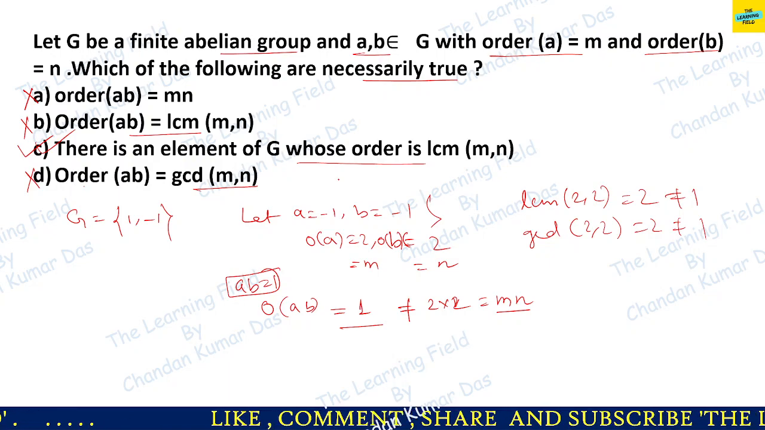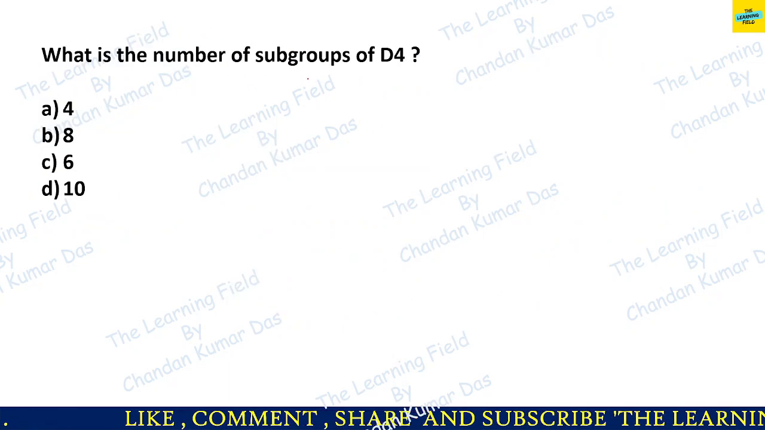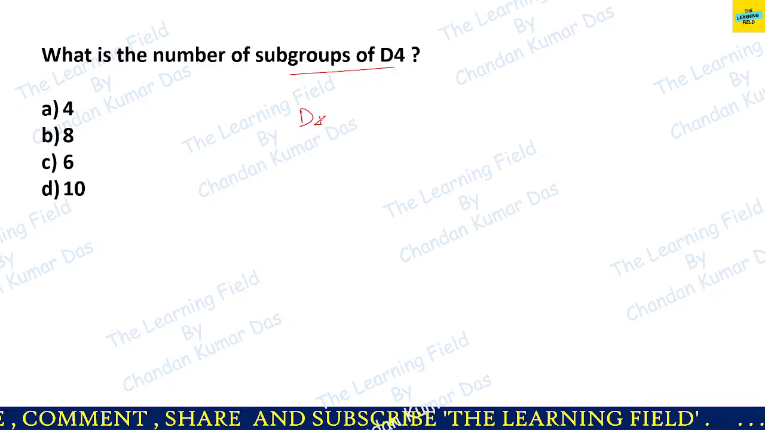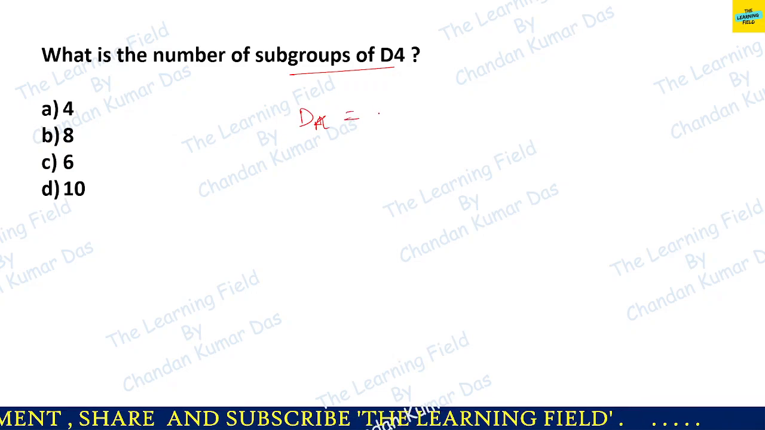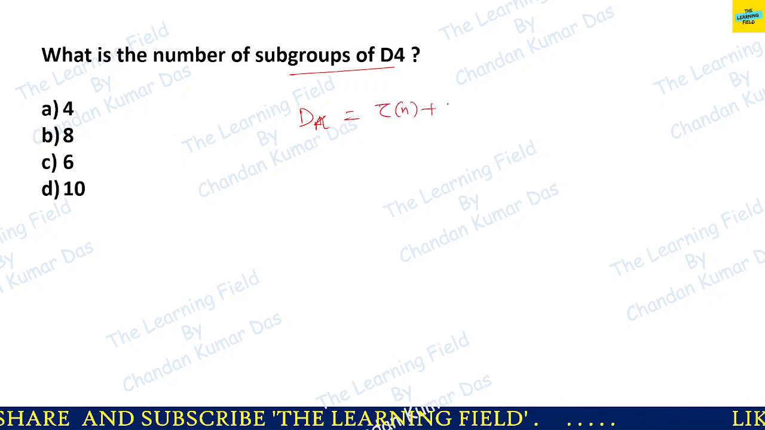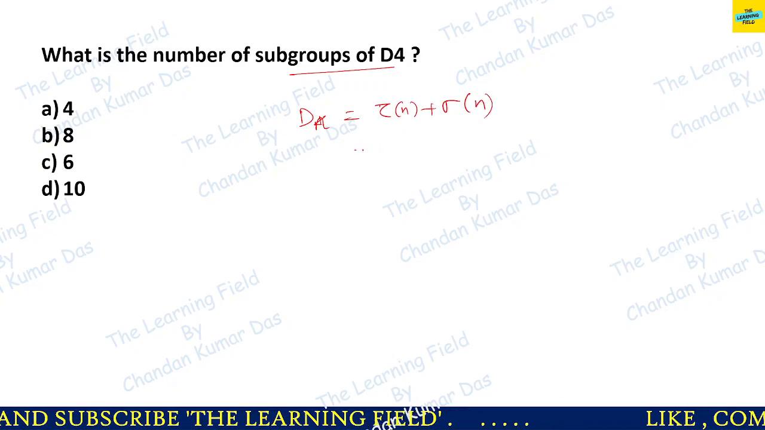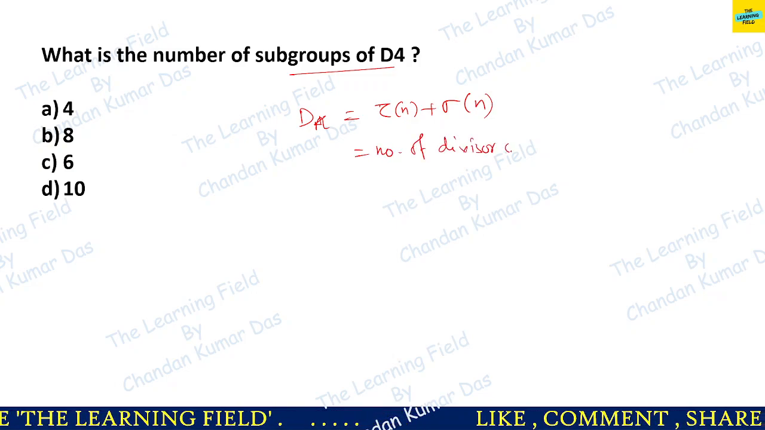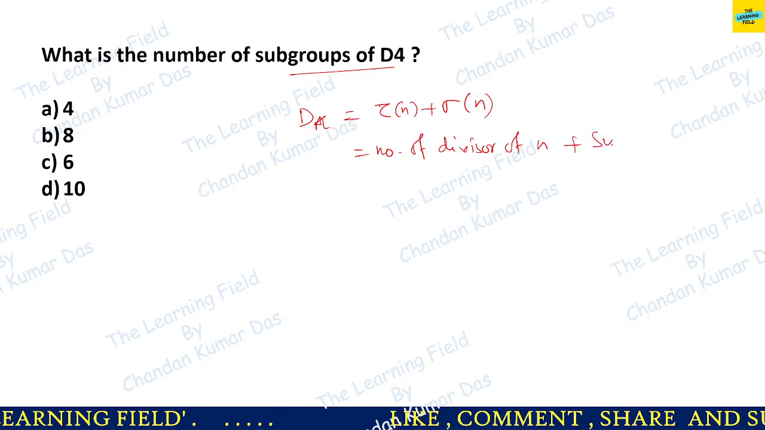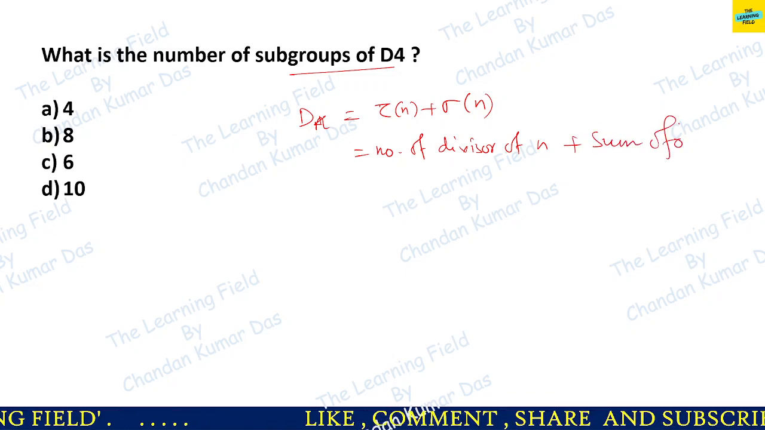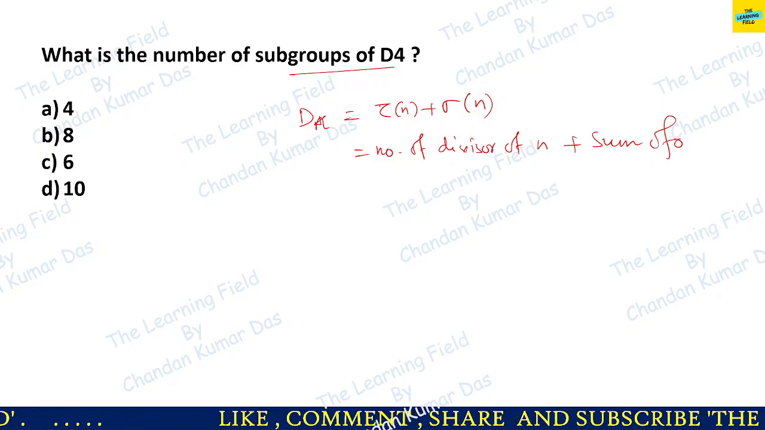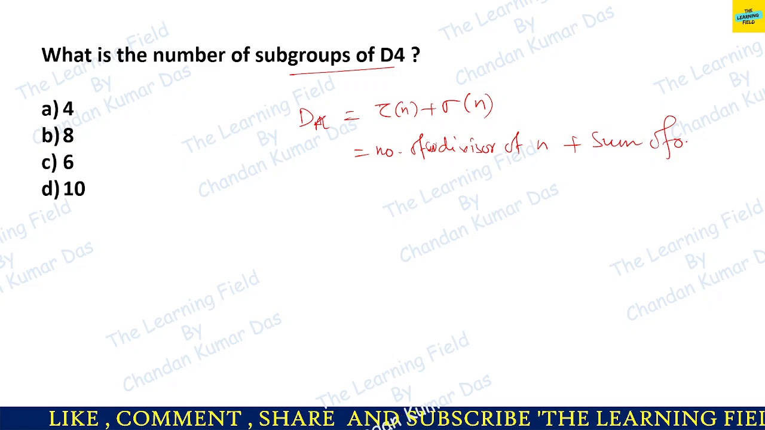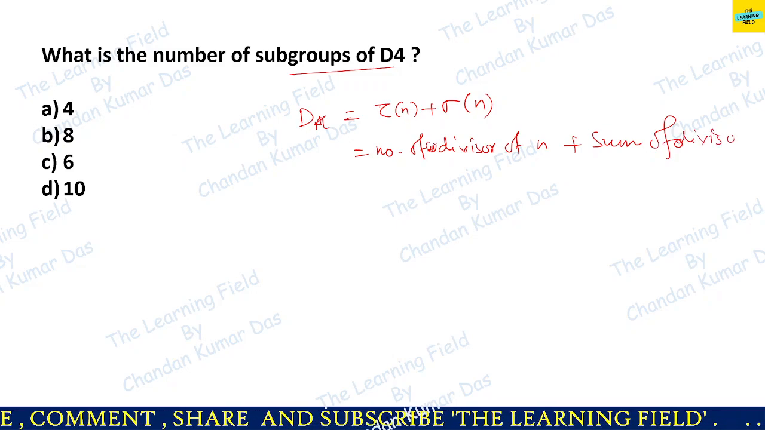Okay, now going to the next question, what is the number of subgroups of D4? Here we know the formula, the number of subgroups of Dn is equal to tau n plus sigma n. Okay, the number of divisors of n plus sum of divisors. Sum of positive divisors, obviously positive divisors of n. Okay, मतलब positive divisors जो divisors आएगा.